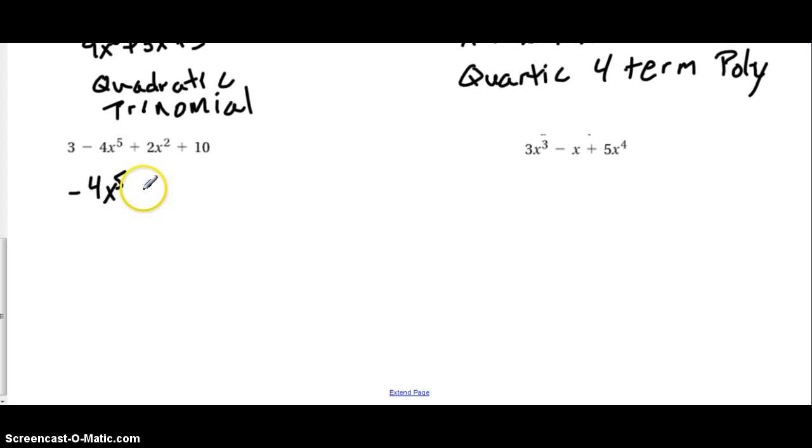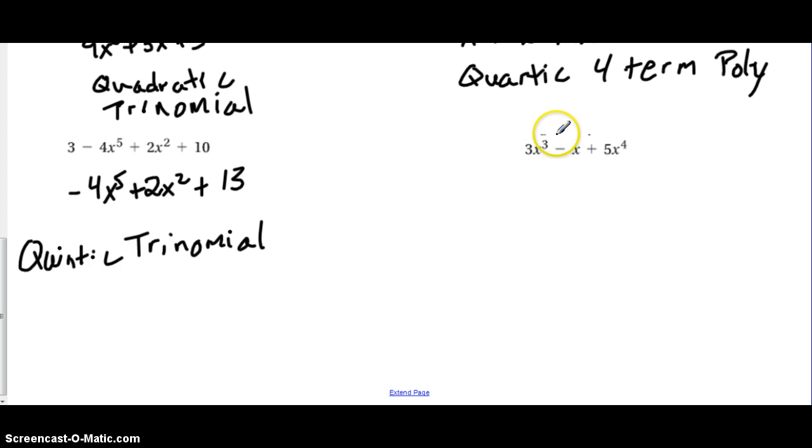Don't forget your negatives. Then we have to combine the constants. 3 and 10 is 13. And we're going to have 1, 2, 3, so this is a trinomial. And this is a fifth degree, so it is a quintic trinomial. Last one, we're going to put this in standard form. Nothing to combine, so it's going to be a quartic trinomial.